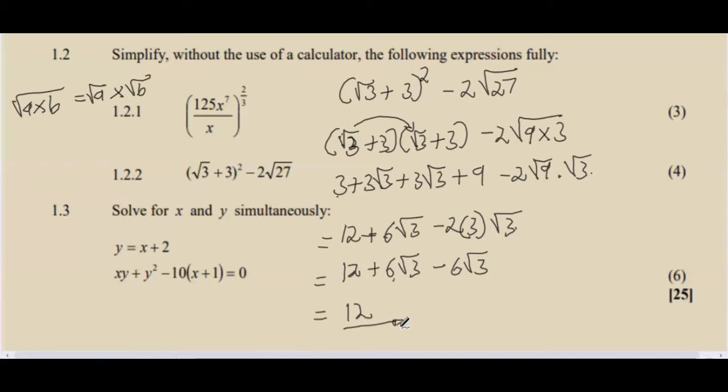Now, if you want to confirm this, all you can do is just punch this exactly as it is in your calculator. And then if it gives you 12, that means you are correct. Remember, you are just double checking. It's not like you are using the calculator. You're only using the calculator to confirm your answer. Right. Okay. Then 1.3.